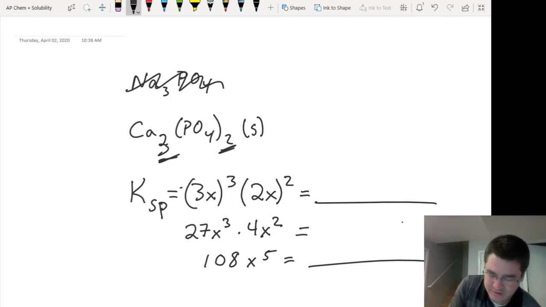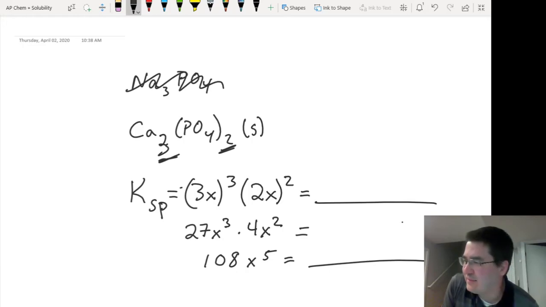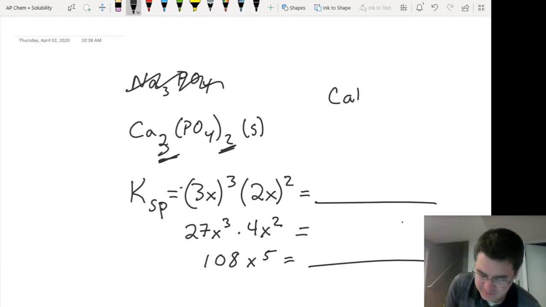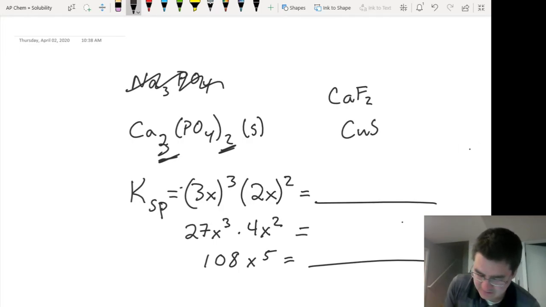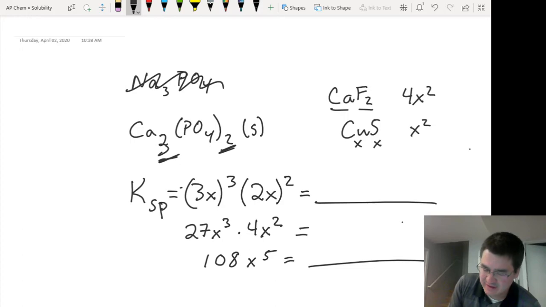And the really easy ones, like things like calcium fluoride, CaF2, or I guess I could go even easier, CuS, copper sulfide. Then again, that one, since it's just a 1-to-1 ratio, ends up just being x squared. And since this is a 1-to-2 ratio, a lot of chemists end up recognizing that as a 4x squared because it's 1-to-2. There's lots of things you can memorize. I was never good at memorizing them, so I would just write out the ice chart.